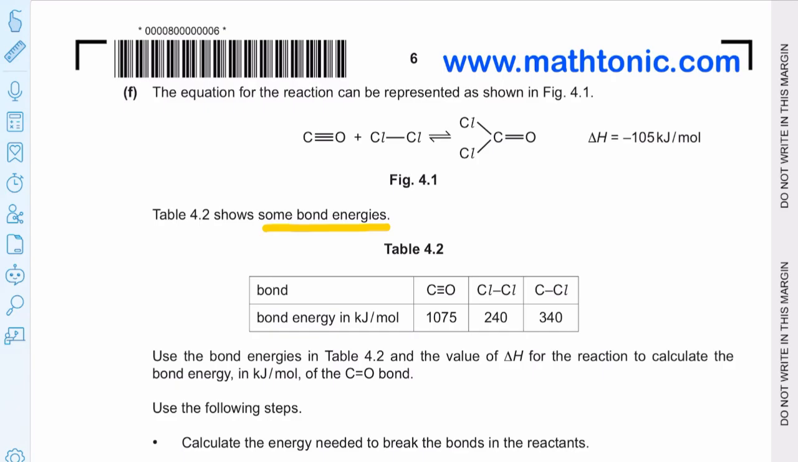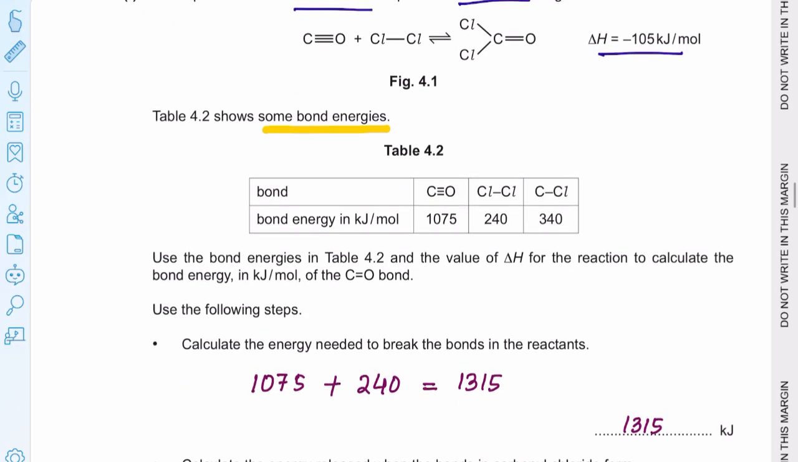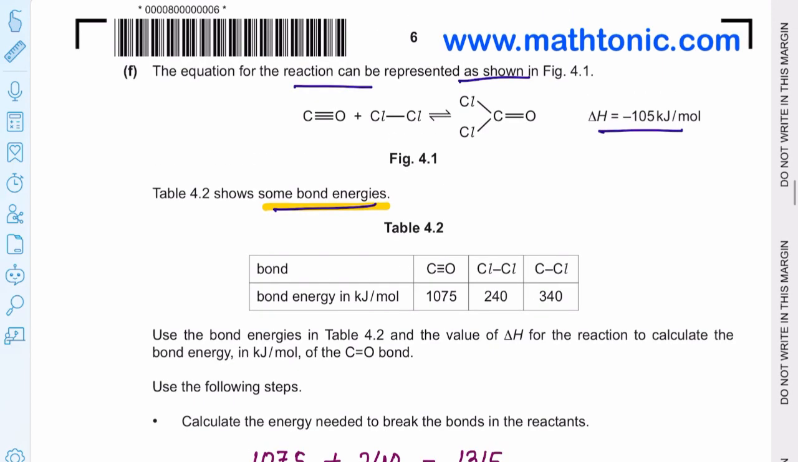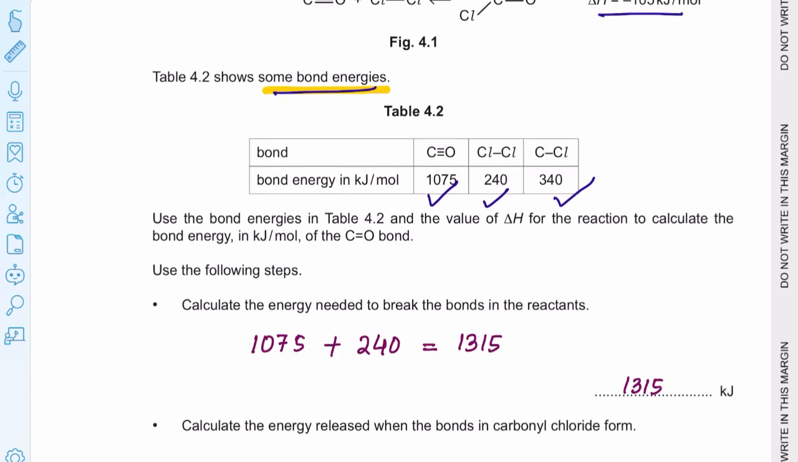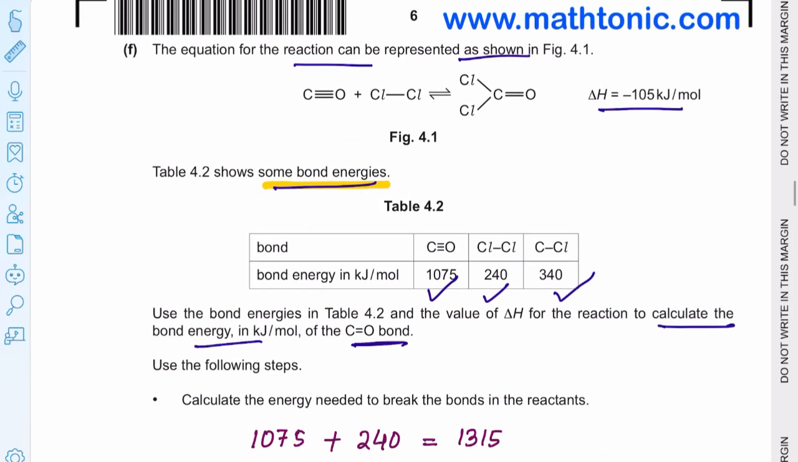The equation for the reaction can be represented as shown here. You can see here the enthalpy change is given as negative 105 kilojoule per mole. So the question is given, it shows some bond energies. A triple bond energy is given, the chlorine single bond energy, and carbon-chlorine is given as 340, right? The question is: use the bond energies in the table and the value of ΔH for the reaction to calculate the bond energy of the carbon-oxygen double bond, right? Use the following steps: calculate the energy needed to break the bonds in the reactants.